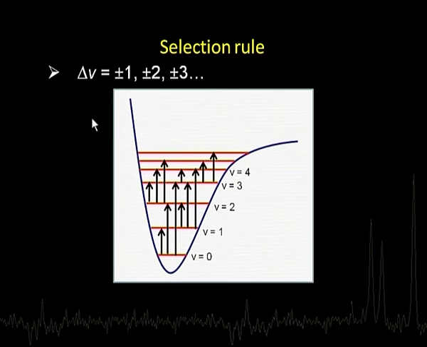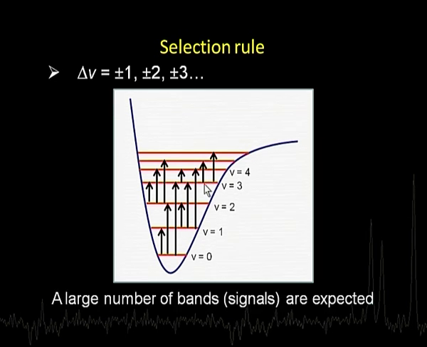That means, if the system to begin with is in, say, the V is equal to 0 level, it can go 0 to 1, 0 to 2, 0 to 3, and so on, or from 1 to 2, 3, and so on. All transitions are possible as per the selection rule. So from a vibrating molecule, we expect a large number of bands, probably infinite, because this number is not limiting anywhere, it goes till infinity. So in principle, any molecule can give us an infinite number of signals, which in fact is not true. So, let us see why it is not true.